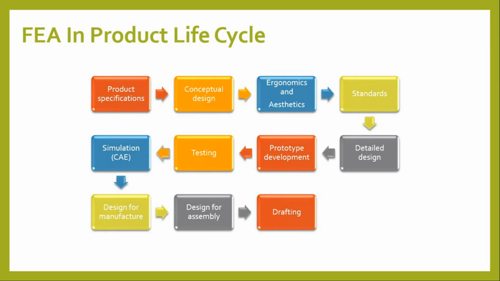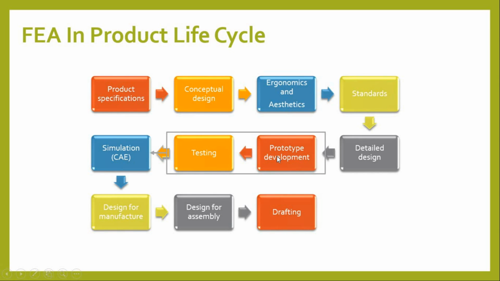Once the testing is done, we try to correlate it using simulations. So simulations come at this point. Then once simulation is done, we go through design for manufacture, design for assembly, and the final step is drafting. So as we saw, simulation comes after the prototype and testing.